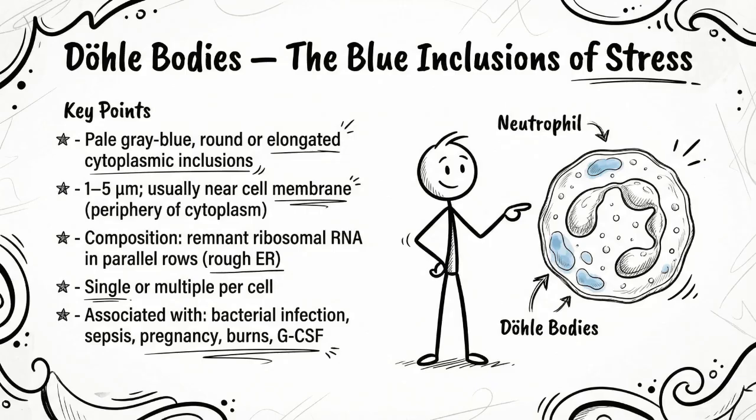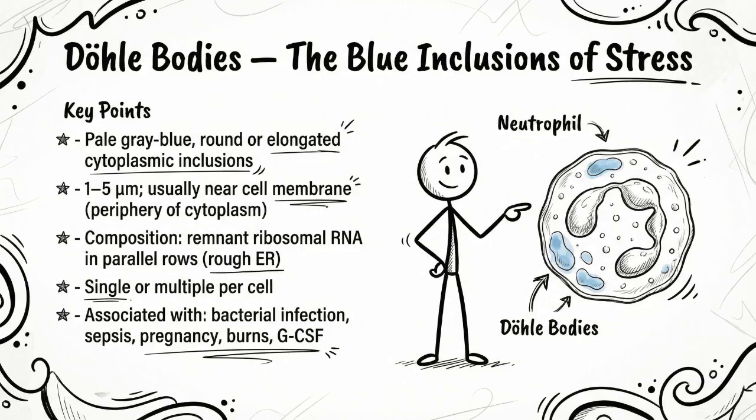Just be careful not to confuse them with the inclusions seen in May-Hegglin anomaly, which are also dough-like but are composed of precipitates of myosin heavy chain type IIA, MYH9, and are typically associated with giant platelets and thrombocytopenia, a key distinguishing feature.